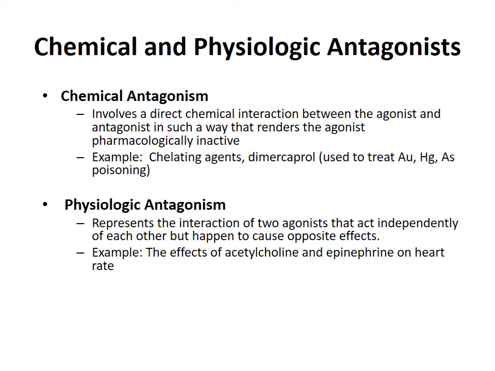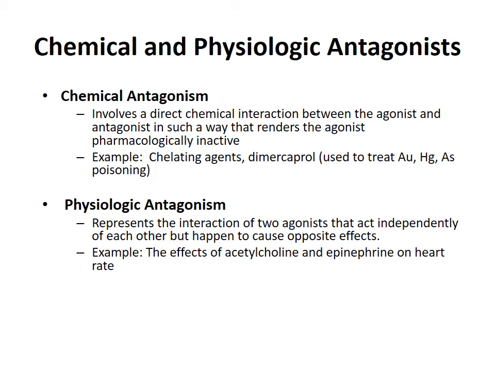Physiologic antagonism is very different from what we were talking about with all those receptors. It's basically saying that, by whatever means it does it, the physiologic antagonist produces the opposite biological response of the agonist. So it could do that through many different mechanisms. A good example is the effects of acetylcholine versus the effects of epinephrine on the heart rate.